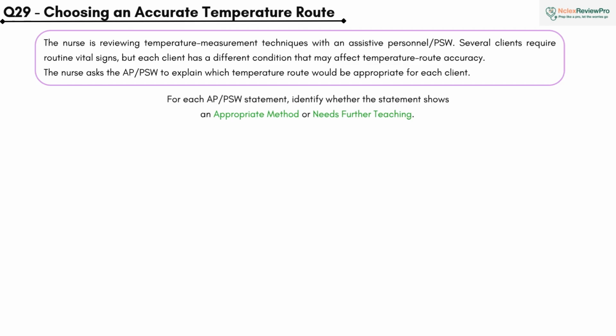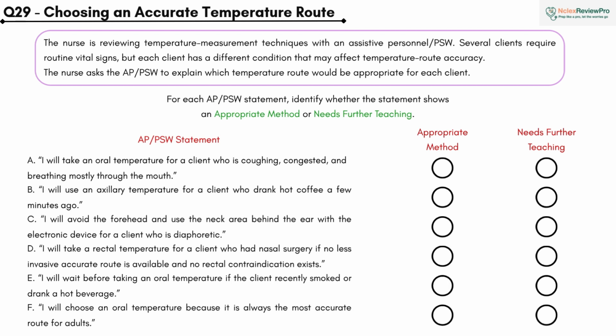And the question is asking, for each AP or PSW statement, identify whether the statement shows an appropriate method or needs further teaching. The statements include Option A, taking an oral temperature for a client who is coughing, congested, and breathing mostly through the mouth. Option B, using an axillary temperature for a client who drank hot coffee a few minutes ago.